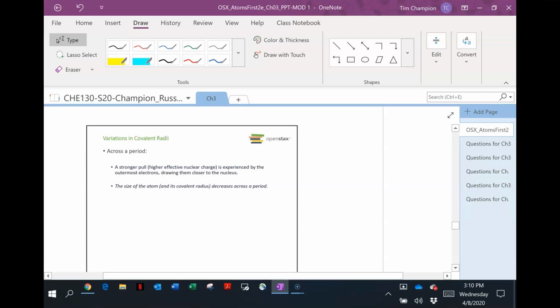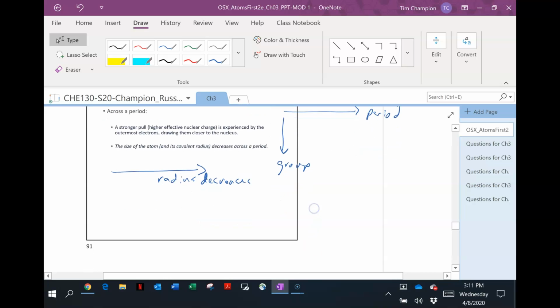So if we think about going across a period, remember on a periodic table, going across is called a period. Going down is called a group or a family. If we go across a period, the higher effective nuclear charge pulls those electrons in. So what happens is, as I go across this way, my radius decreases in that same row.